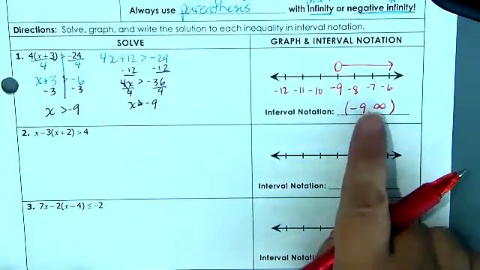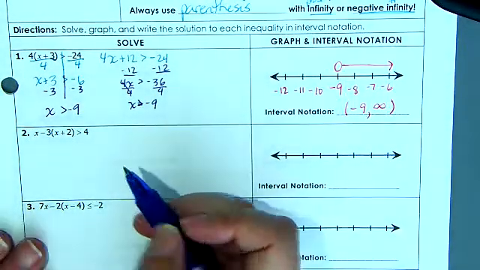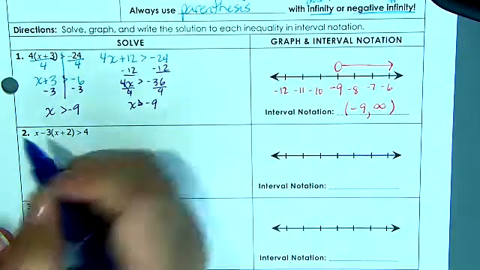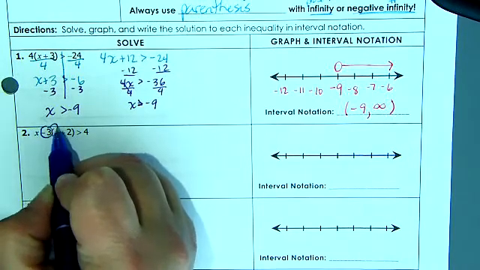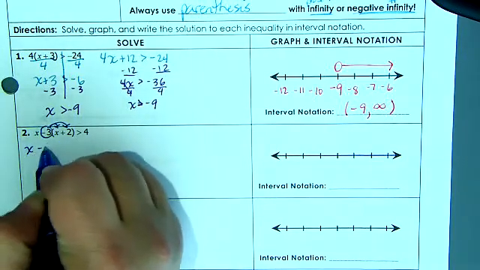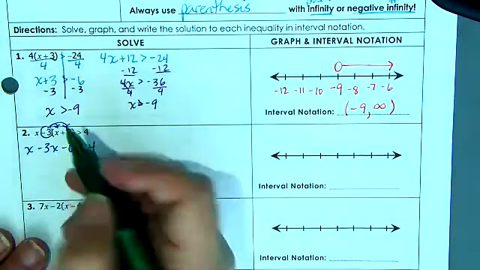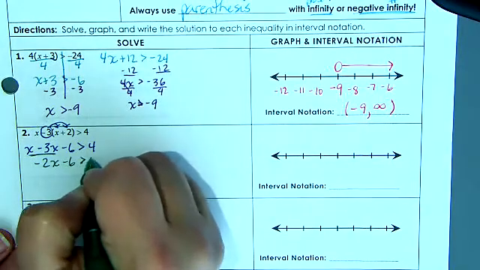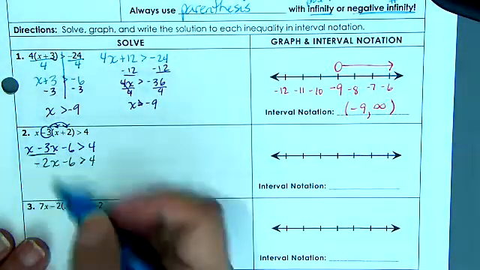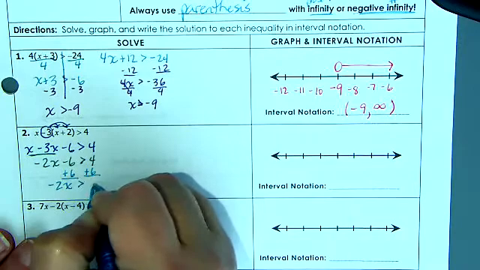So, next example, we'll work a couple of them because this interval notation is what's new. Here we go. So the next one, we're just solving the inequality just like you do an equation. With this, I have to distribute first because there's this x outside here. Remember, that's a negative 3. So I'm distributing the negative 3. So I have x minus 3x minus 6 is greater than 4. Combine my like terms, and I end up with negative 2x minus 6 is greater than 4. Add 6, and I have negative 2x is greater than 10.